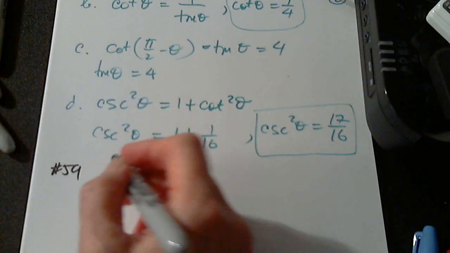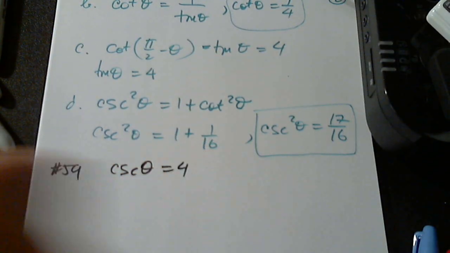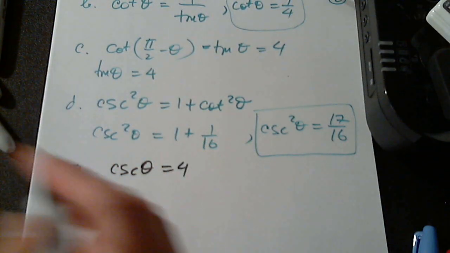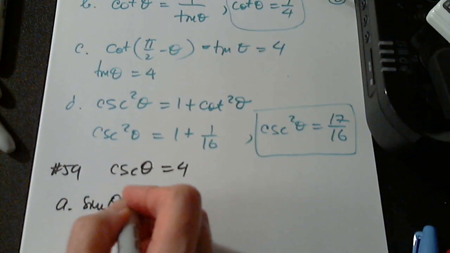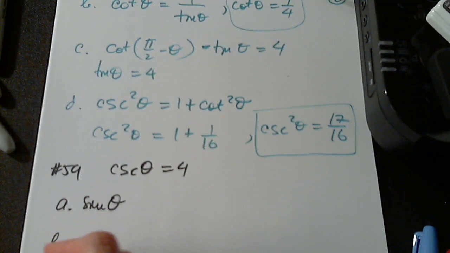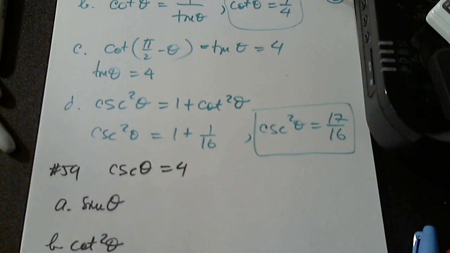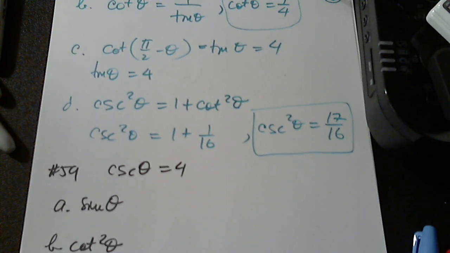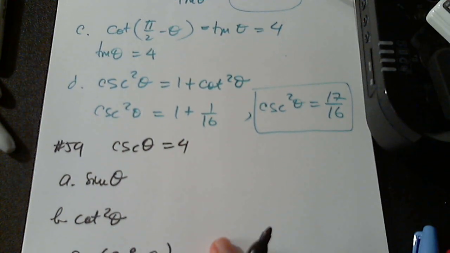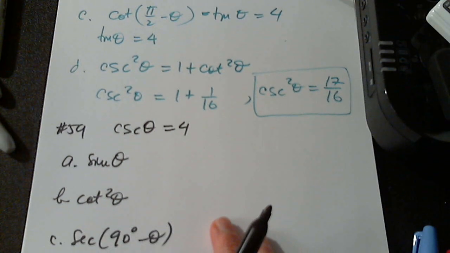In 59, we're given cosecant theta, which is 4. And they're asking us part A, sine theta. Part B, cotangent squared theta. Part C, secant of 90 degrees minus theta. And part D, secant squared theta. Okay. Good. So let's start with this one.